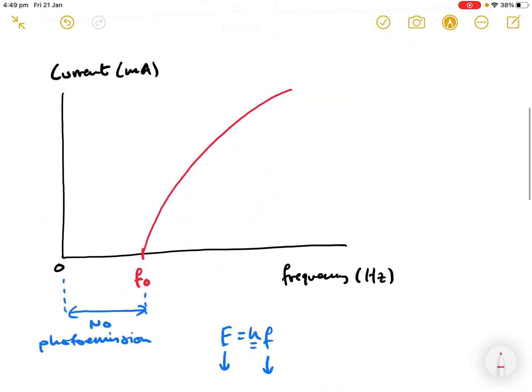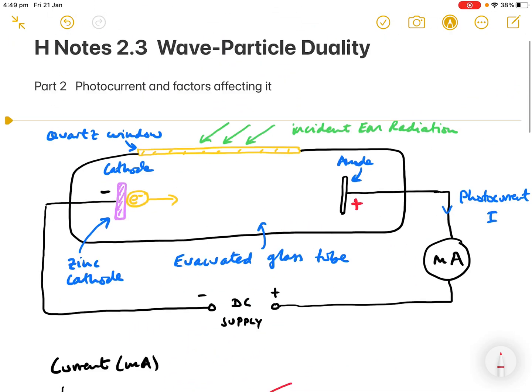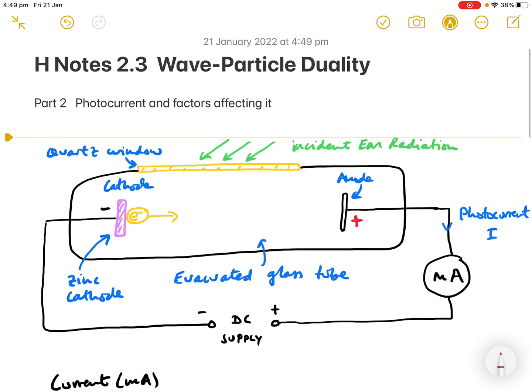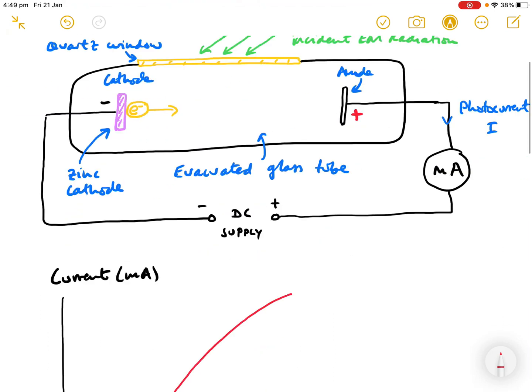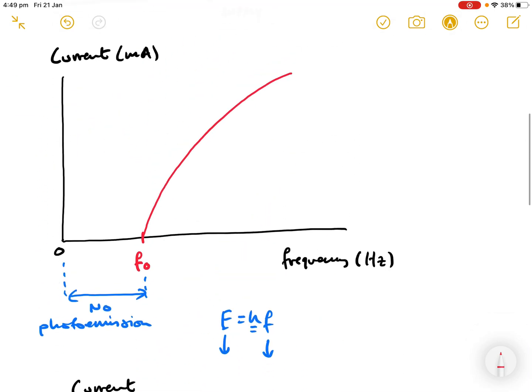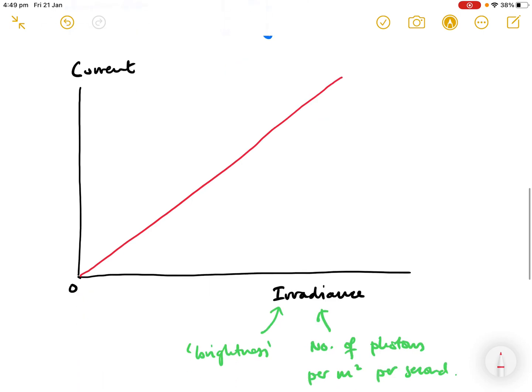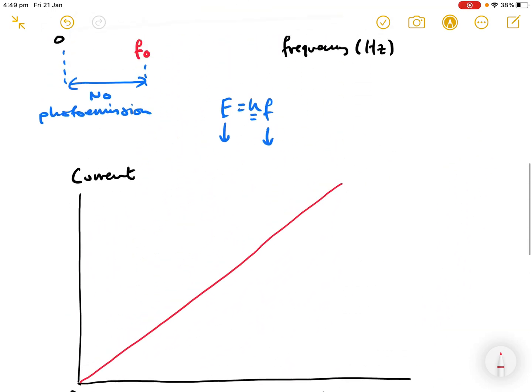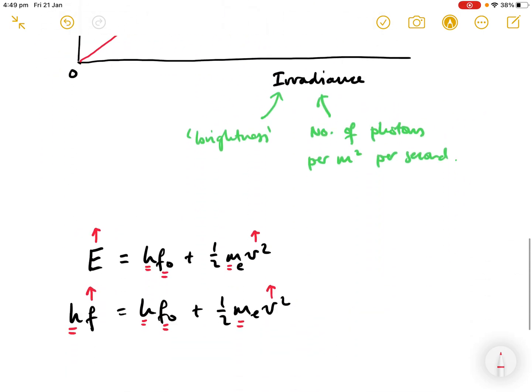And you can see why that's going to give you an increased current, because if the photoelectrons are flying off this cathode more quickly, then more of them per second are going to reach the anode, so you're going to get a bigger current. And there we are. And the fact that it's a v squared term is responsible for that curve.